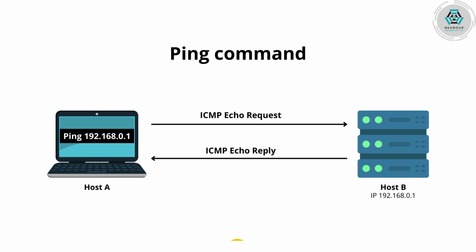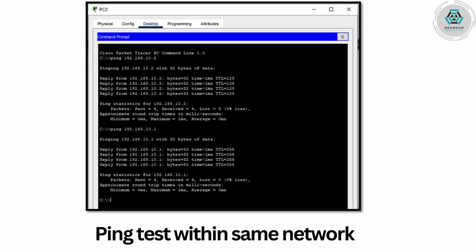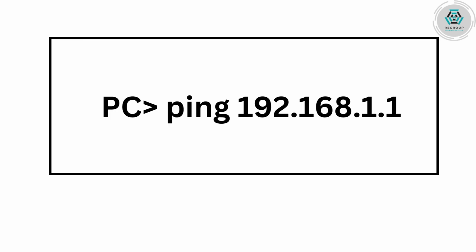The ping command helps network administrators diagnose connectivity issues, verify network reachability, and troubleshoot network problems by confirming whether a device can communicate with another device successfully over the network. It's a fundamental tool for assessing and maintaining network health and performance. Ping test: use the ping command to verify connectivity between devices. Open the CLI of a device and enter the command.